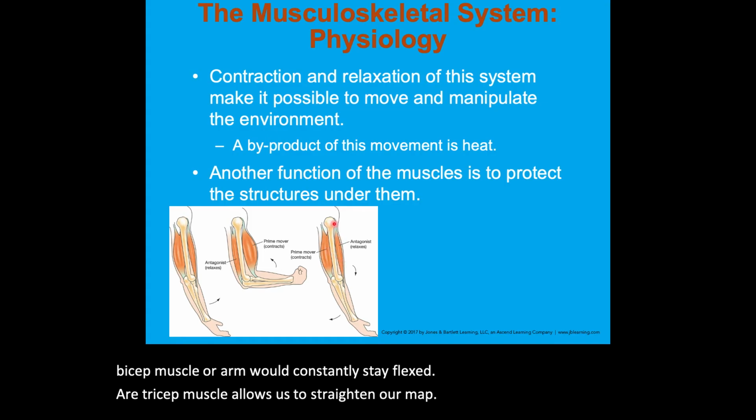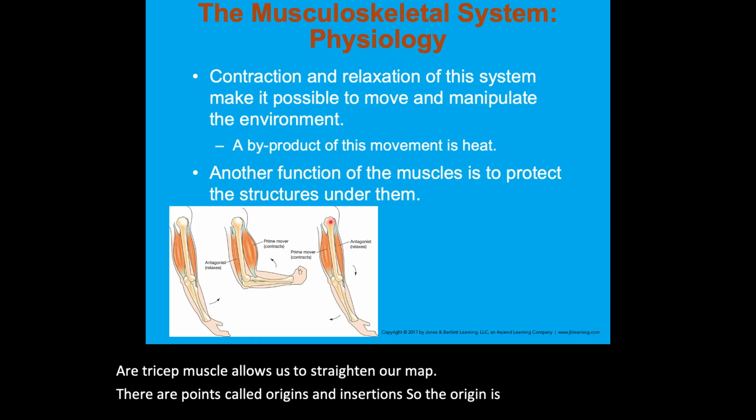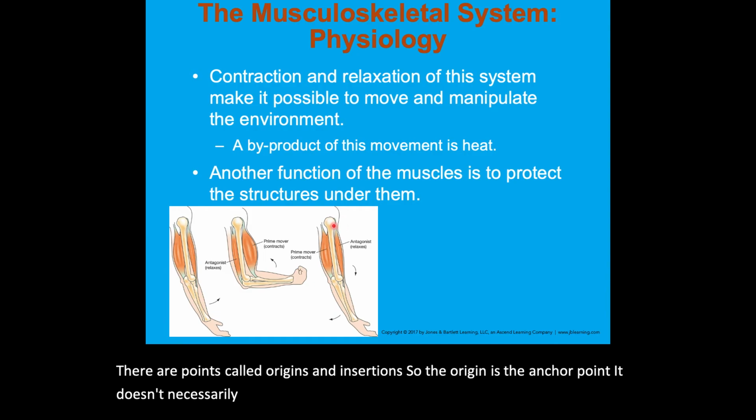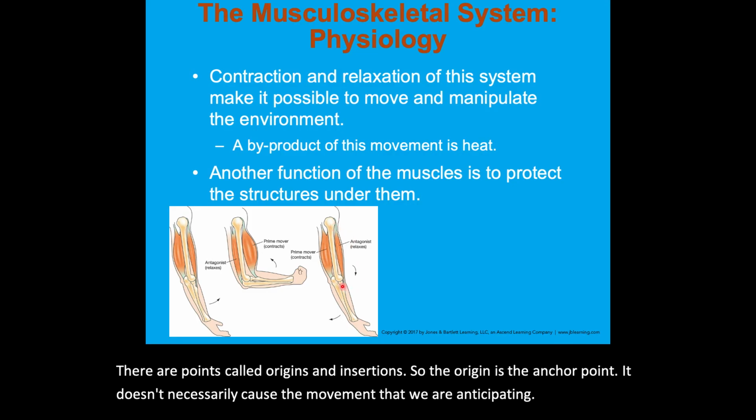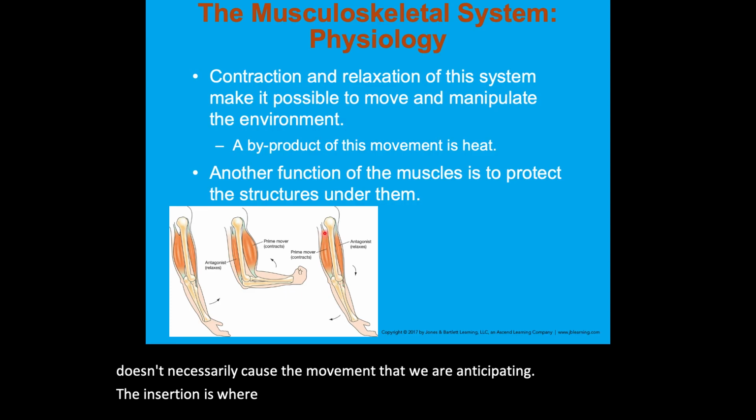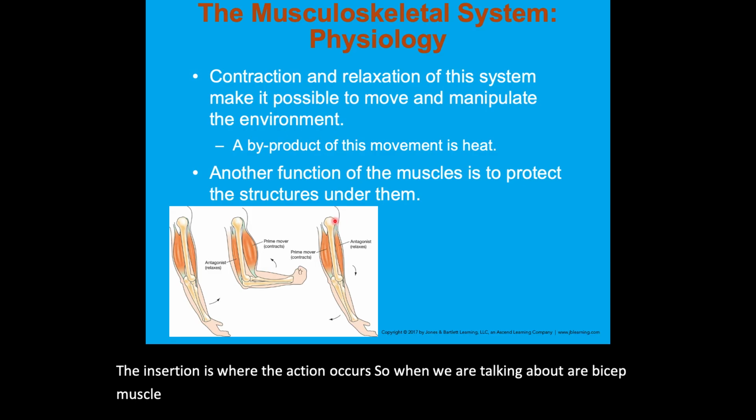There are points called origins and insertions. So the origin is the anchor point. It doesn't necessarily cause the movement that we are anticipating. The insertion is where the action occurs. So when we are talking about our bicep muscle here, our origin is located in the shoulder region, and the insertion is attached to our ulna.